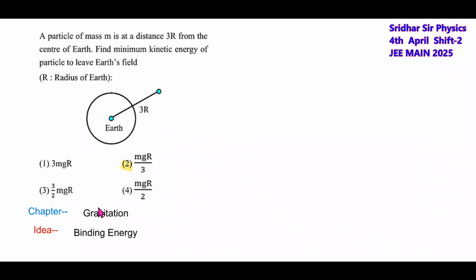Okay, this question belongs to the chapter gravitation, and the idea of binding energy is involved in this particular problem. A particle of mass m is at a distance 3R from the center of the earth. Find the minimum kinetic energy of the particle to leave Earth's field. So with what kinetic energy it should be projected so that it will escape to infinity.